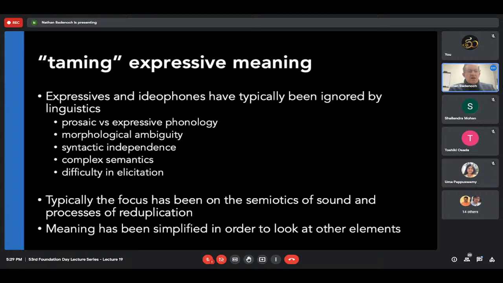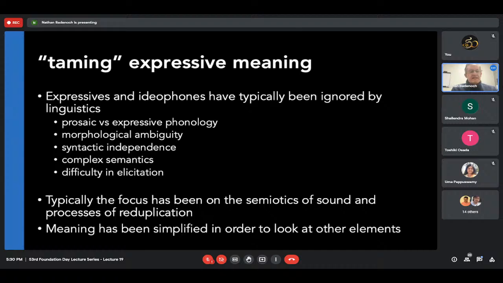Some of the reasons that expressives have been ignored by linguistics, and as Professor Mohan mentioned, ignored in descriptions of languages, is that there's a difference between the prosaic and expressive phonology. Expressive words sometimes have sounds that shouldn't be there in the language, shouldn't in the prescriptive descriptive sense. There's also the interesting feature that some sounds in expressives are able to escape historical sound change, and this is problematic for description. There's some morphological ambiguity. The way reduplication happens in many languages, and particularly in African languages, where things can be reduplicated many, many times to achieve the expressive effect, and how to deal with the processes that create these marked words.